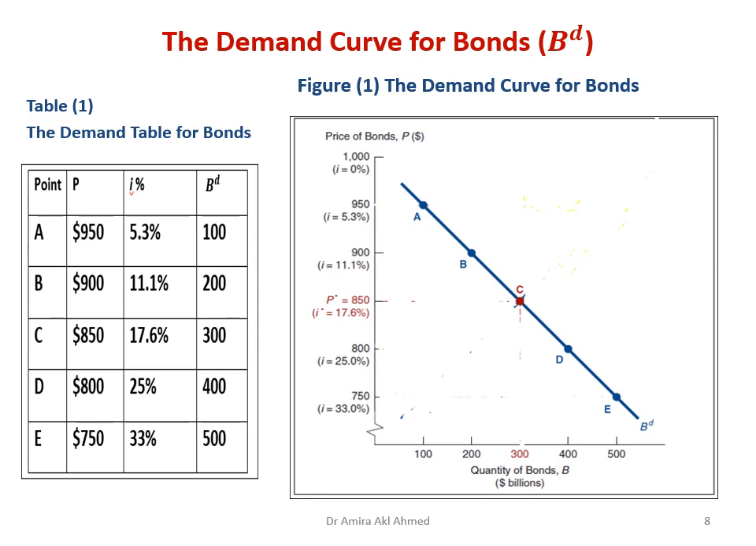Figure 1 displayed in the current slide shows that the demand curve for bonds has the usual downward slope, indicating that at lower prices of the bond, everything else being equal, the quantity demanded is higher.